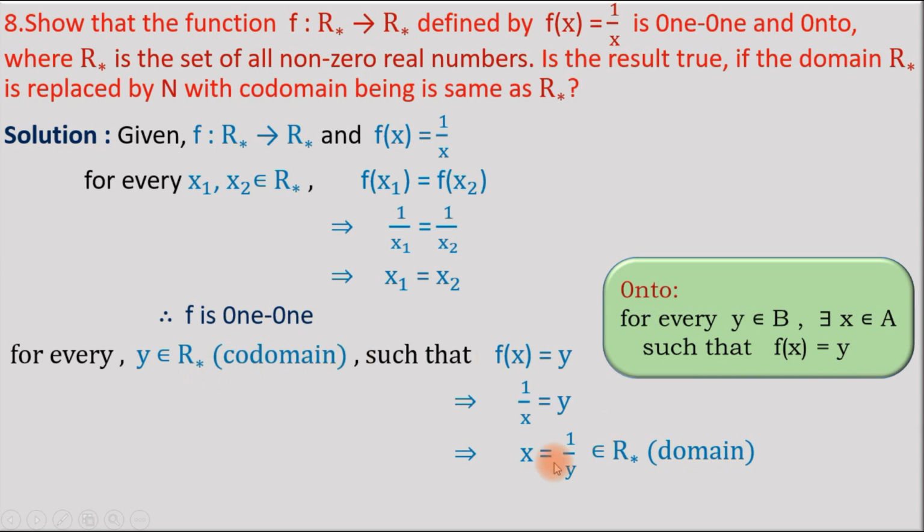Hence the condition of an onto function, for every y belongs to codomain such that f of x equals y, there exists x belongs to domain. Hence this function is onto. So this function is both 1-1 and onto when the function f from R star to R star and f of x equals 1 by x. Now look at the second part of the question. Is the result true if the domain R star is replaced by natural numbers N with codomain being the same as R star?